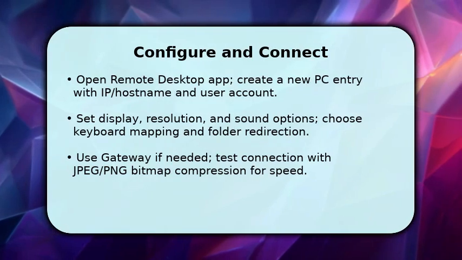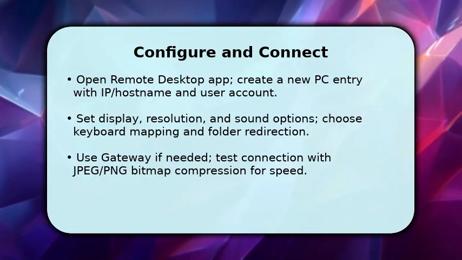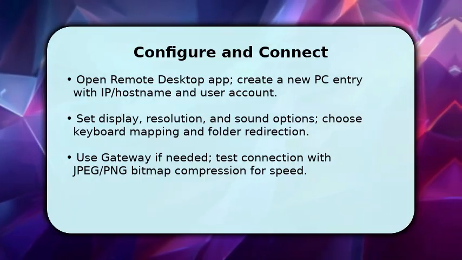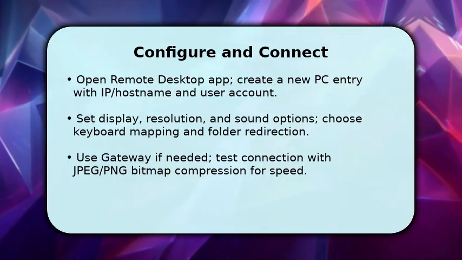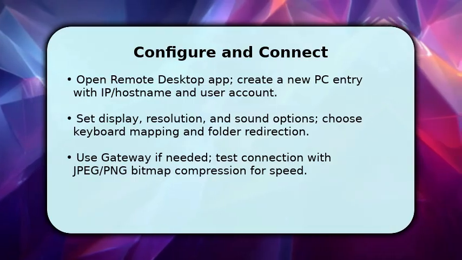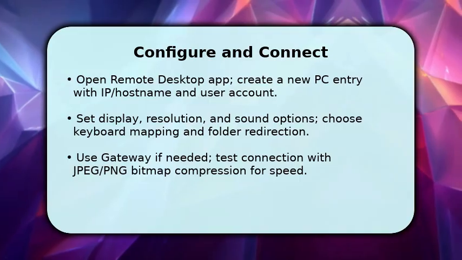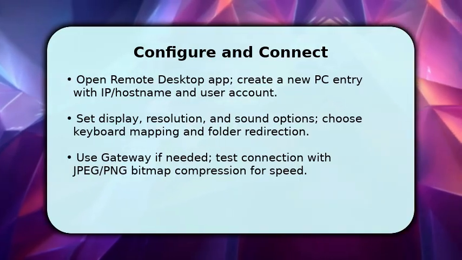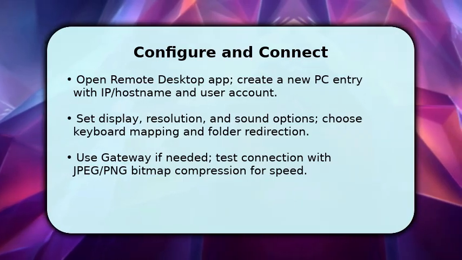Now configure the session precisely so it performs well. In the Remote Desktop app, create a new PC entry and enter the IP or hostname plus the user account. Then adjust display resolution, color depth, and sound preferences to balance quality and speed. Set keyboard mapping and folder/clipboard redirection if you need file transfer. If the host is behind a gateway, add the gateway settings. Finally, save and initiate the connection.